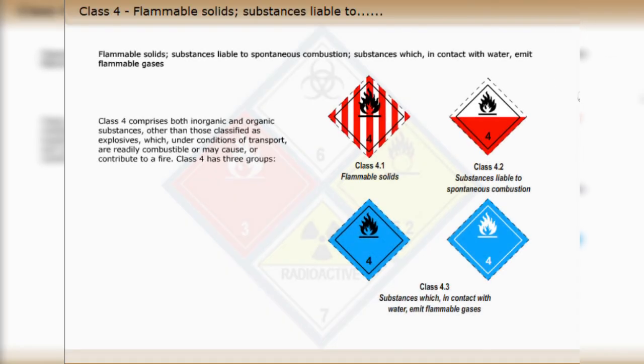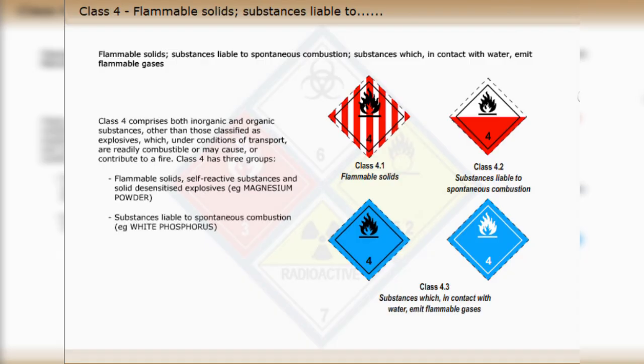Class 4 comprises both inorganic and organic substances other than those classified as explosives, which, under conditions of transport, are readily combustible or may cause or contribute to a fire. Class 4 has three groups: flammable solids, self-reactive substances, and solid desensitized explosives, such as magnesium powder; substances liable to spontaneous combustion, such as white phosphorus; and substances which in contact with water emit flammable gases, such as aluminium powder.